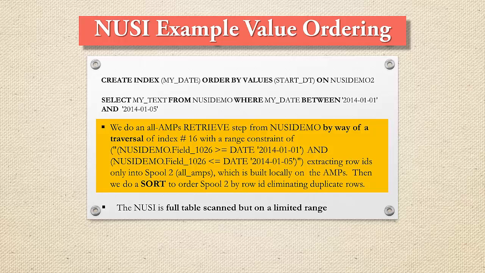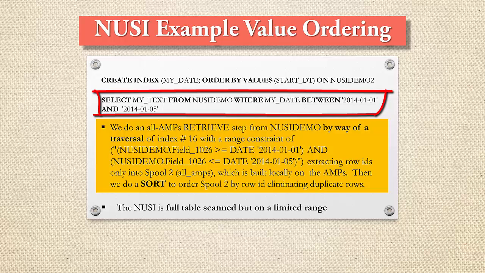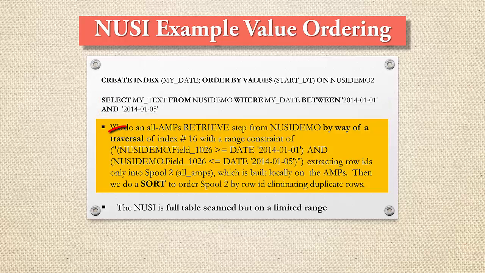Here's an example of a value-ordered non-unique secondary index we created over myDate, ordered by the values of start date. When we select myText from the NUSI table, where myDate is between a particular range, what we see in the explain plan is a traversal of the index we created. So it's again a full table scan mode, but it's a range full table scan, as is revealed by the text with a range constraint. So the NUSI table in this example is fully scanned, but only over a limited range.